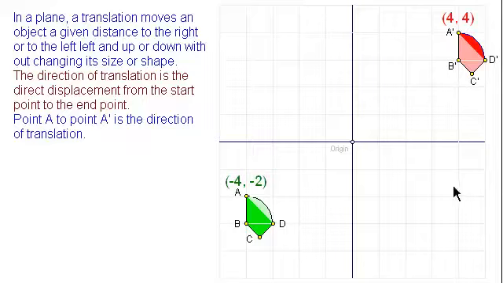We know we can count these because we have this grid line, so it is easy for me to count how many units to the left or right or up or down. But what happens if there are no grid lines? Even then we can find it, and we can find it using the coordinates.